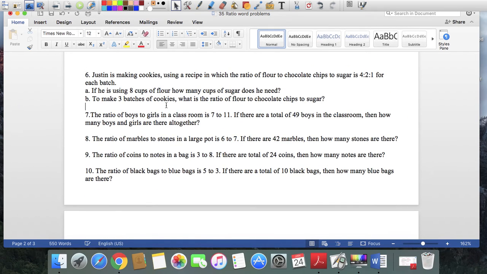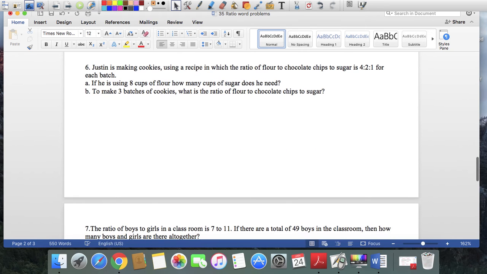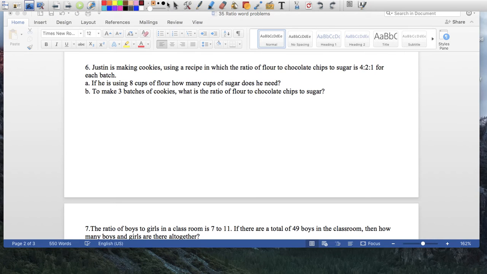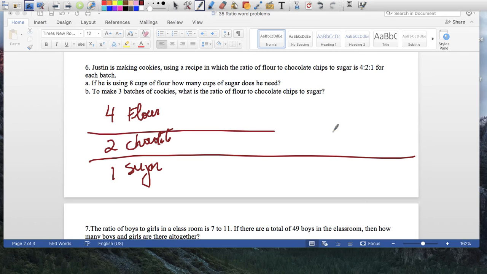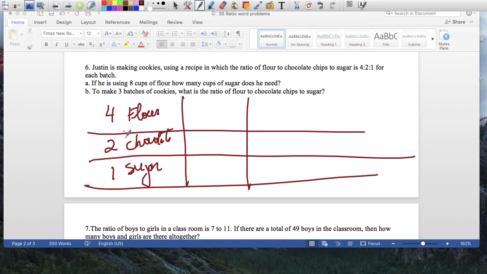Six. Justin is making cookies, and the ratio of flour to chocolate chips to sugar is 4 to 1. So 4 of flour, sorry, it should be flour, chocolate, and the last one is sugar. To make a recipe for a cookie, you need all these 3 ingredients. 4 flour, 2 sugars, and obviously the total is going to be how much? 4, 2, 6, 7 total.